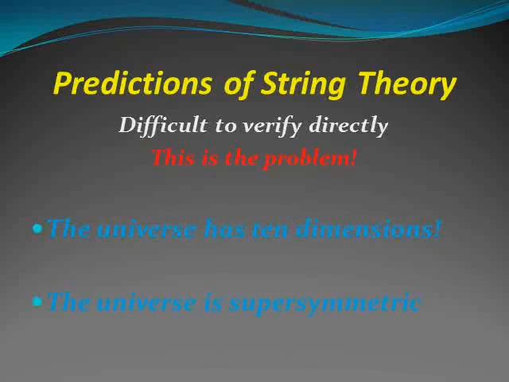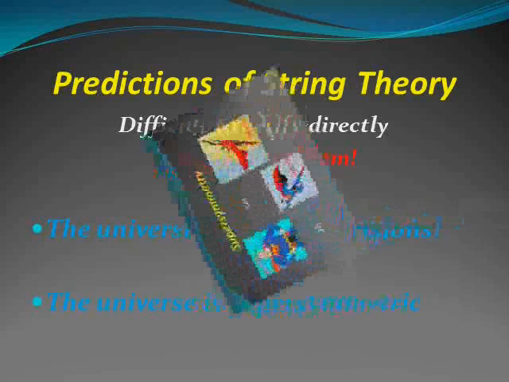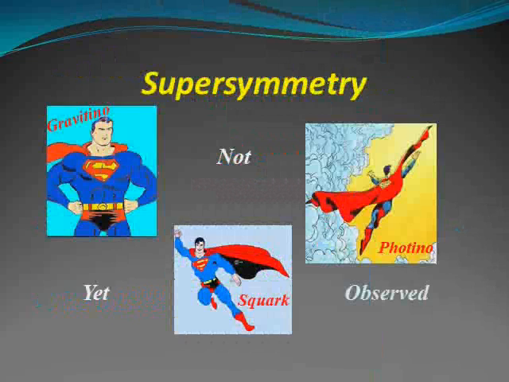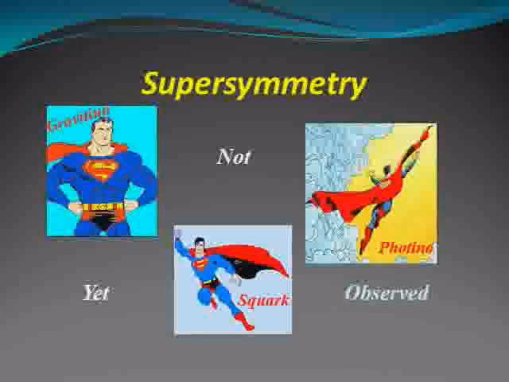Second, string theory predicts that the universe is supersymmetric. What does this mean? We are familiar with many fundamental particles in nature. When we examine their properties, we see both similarity and diversity.